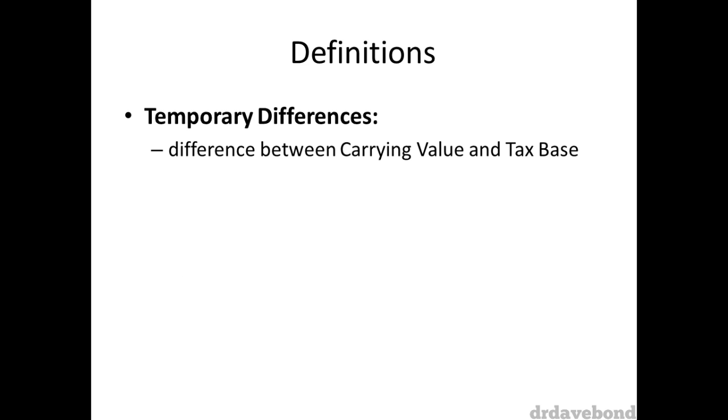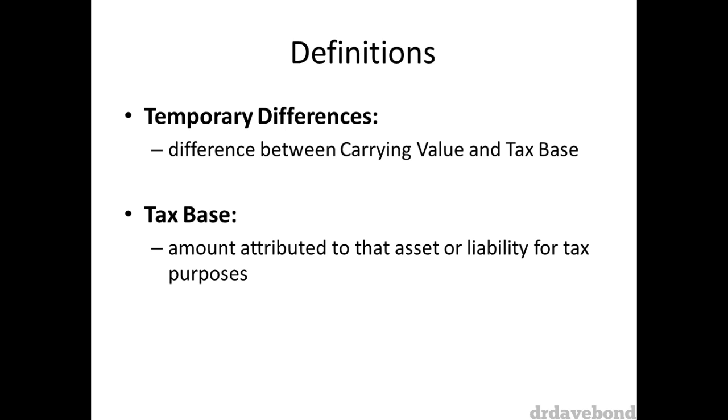A couple of things need to be defined before we move on. The first are temporary differences. Temporary differences are the difference between the carrying value of the asset or liability and its tax base. The tax base of an asset or liability is the amount attributed to the asset or liability for tax purposes. How to determine the tax base is different for assets and liabilities.